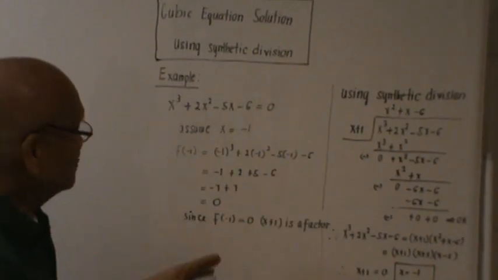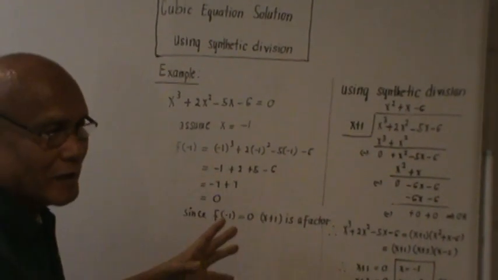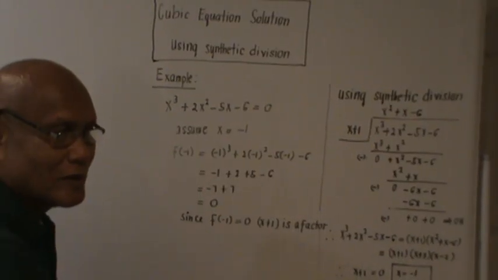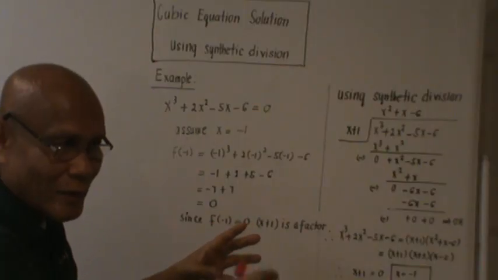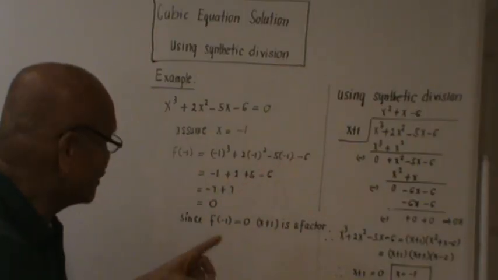Negative 1 cube, this should be negative 1. Negative 1 times negative 1 is plus 1. Plus 1 times minus 1 is actually negative 1. So meaning to say negative 1 to the third power is actually negative 1.